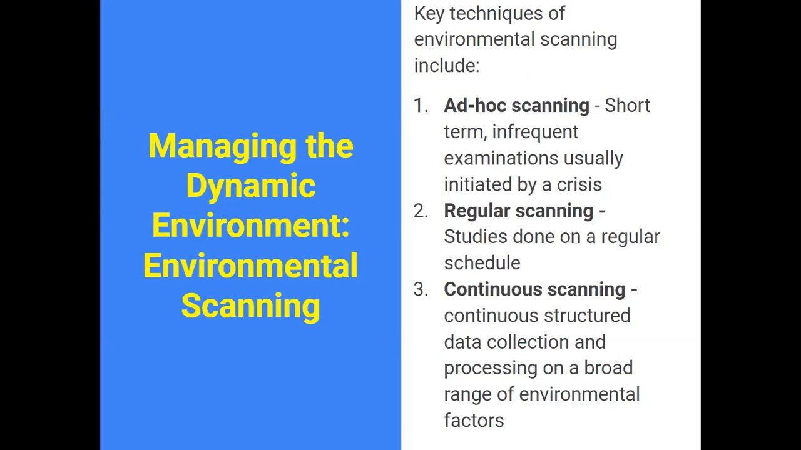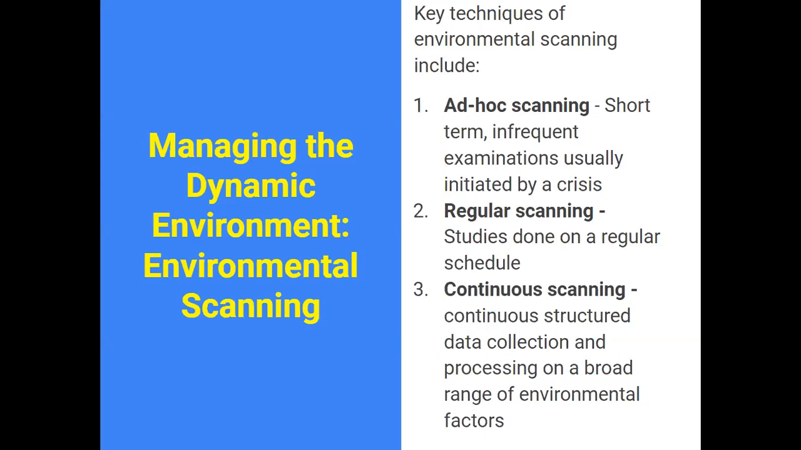Regular scanning is scanning that's done on a regular schedule. So maybe a couple of times a year, businesses might say, we always carry out an environmental analysis twice a year to see what's going on, and then to adjust our strategy accordingly. And the third way is continuous scanning. This is where you're continually collecting and processing data on a broad range of environmental factors. So it's continuous daily monitoring and evaluation all the time, keeping an eye on what's going on in the environment.